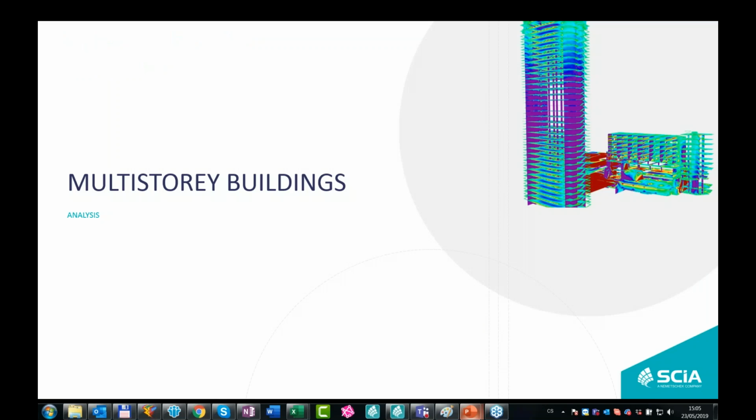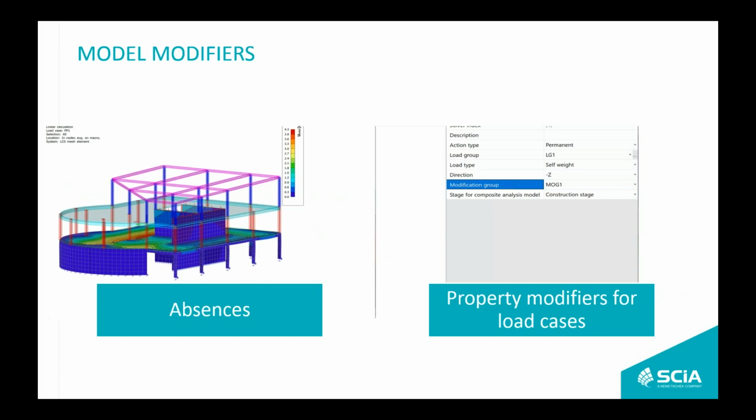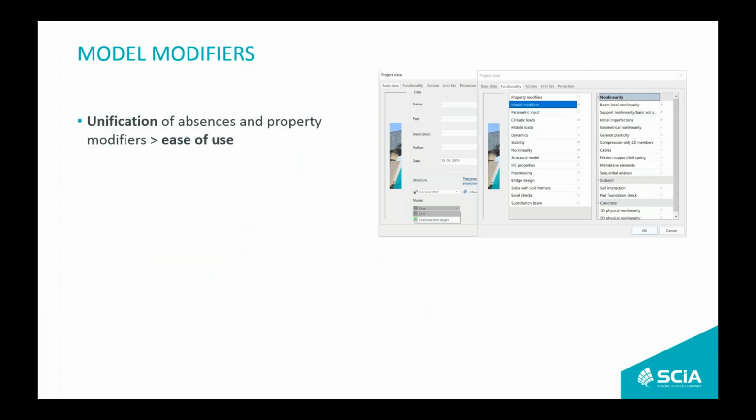So hello everyone from me as well. I'm Vladimír Příbramský, and I will show you parts related to the theme multi-story buildings. As was indicated, it is one of our main themes, not only for version 19, but in this case it's the most significant one. The first topic that I will be covering is the model modifiers, as they are called in this release. Model modifiers unify under them both absences and property modifiers, in this case for load cases. I will get to details later.